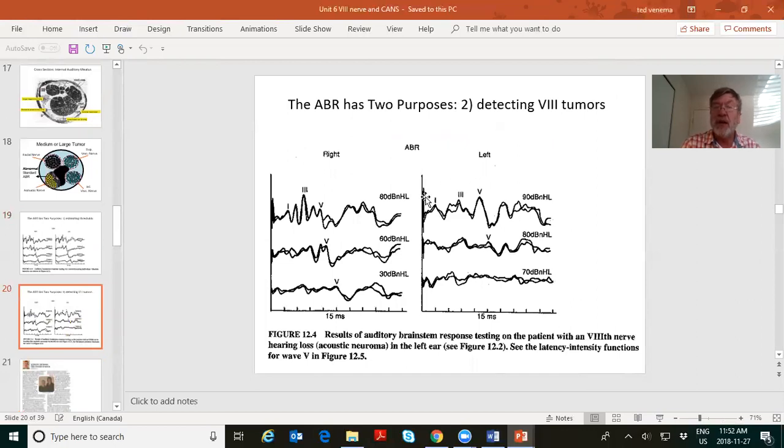And you can see that peaks 1 to 3 and 3 to 5 are about equidistant from each other. But look at this one. Peaks 1 to 3 is wider here than 1 to 3 here.